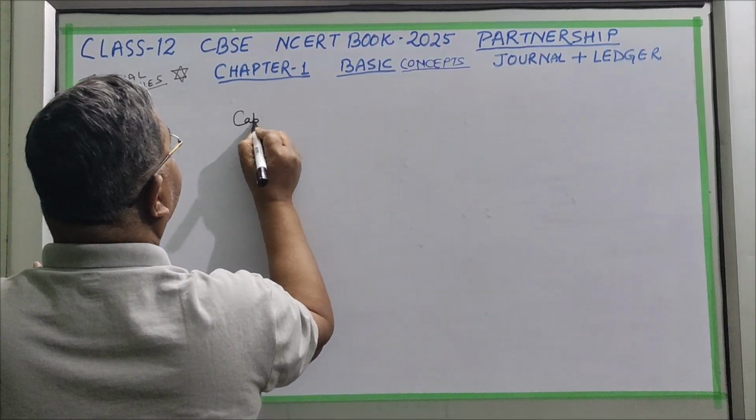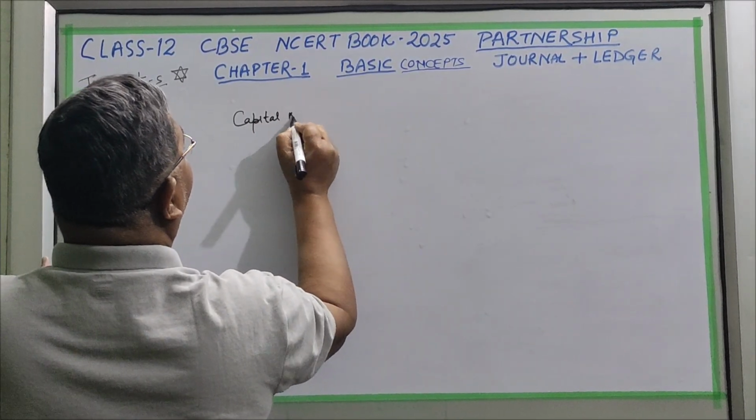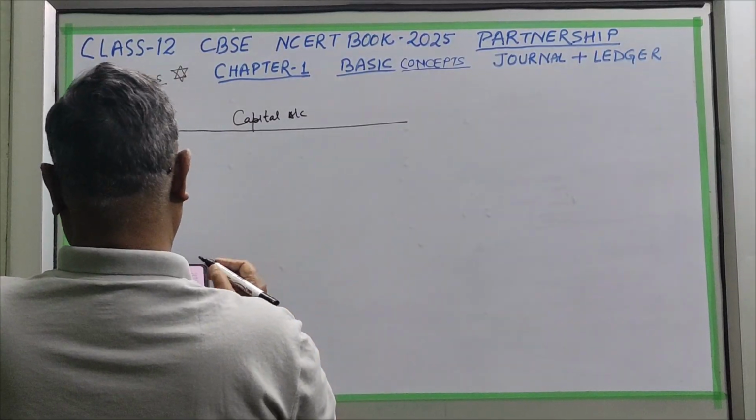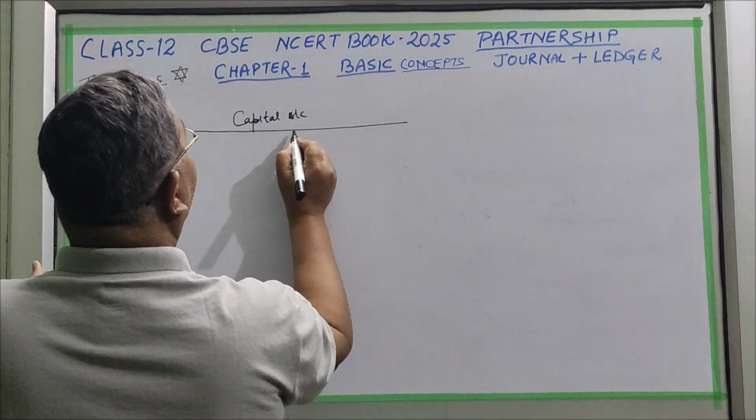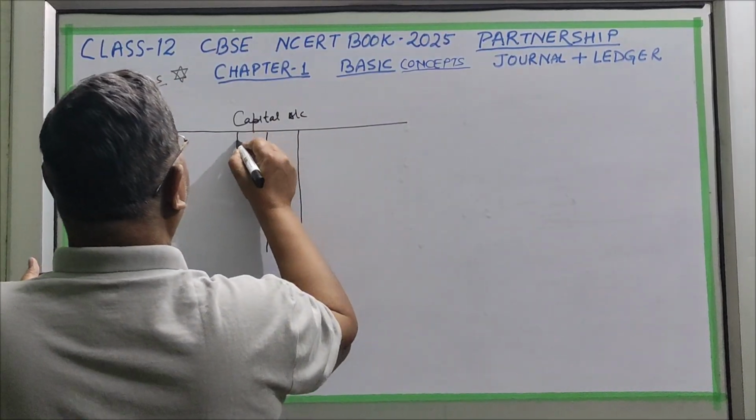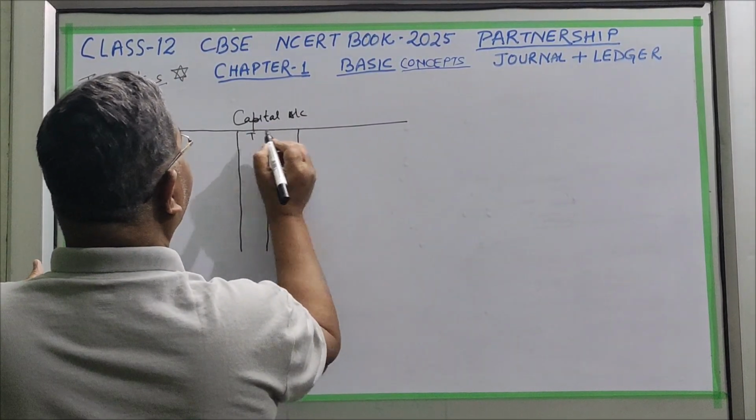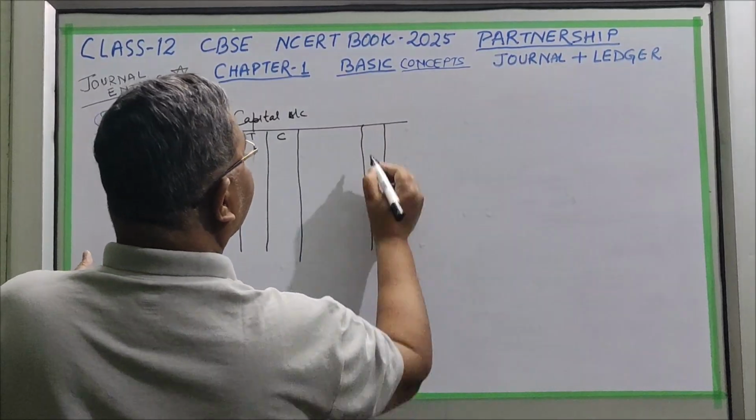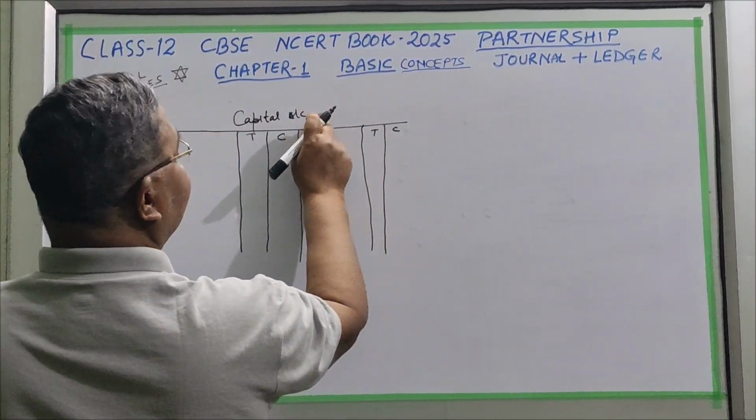Capital account you have to prepare. Here Tripathi and Chauhan, so 2 partners are there. Okay, you can write it like this: Tripathi and Chauhan, 2 partners are there. Tripathi, and of course this is a ledger.